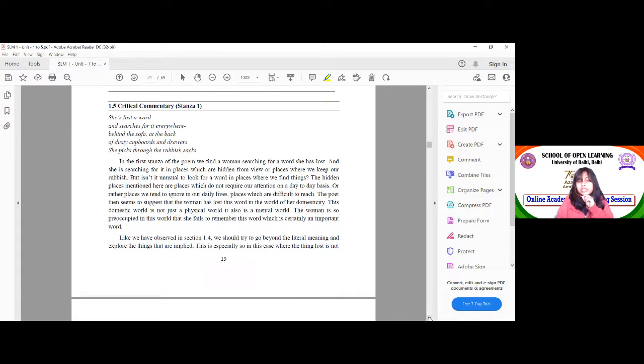The poet then seems to suggest that the woman has lost this word in the world of her domesticity. So again, let's go back to the point we discussed much earlier. A poem is not just about one meaning. One of the main themes can be language, but it has other meanings too. And here the poet is not just trying to say that this woman has forgotten language, like forgotten the word she's looking for because she's out of touch with the language that she's trying to think about.